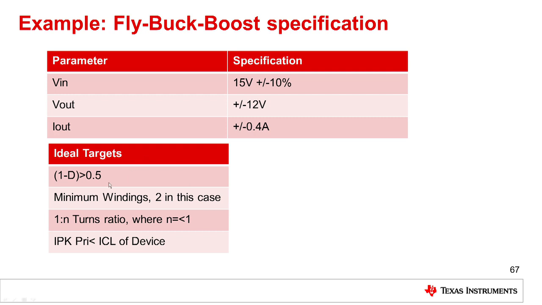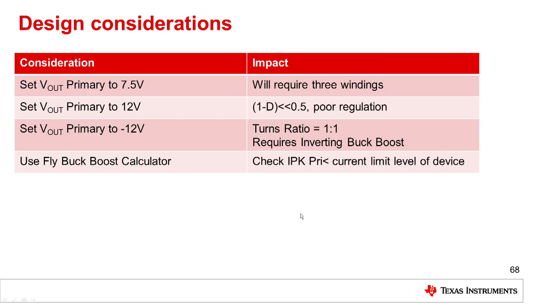Our targets will be to have a 1 minus D duty cycle greater than 0.5, only use 2 windings, a low turns ratio, and we'll try to get the peak currents down to be as low as possible. So let's take a look at some of the considerations we have. Let's suppose that we set our Vout primary to 7.5 volts. Well, that's not really related to 12 volts at all. That means if we did that, we would require a transformer that had 3 windings and a step-up ratio in order to get our 12 volts out. So that's rather a poor solution.